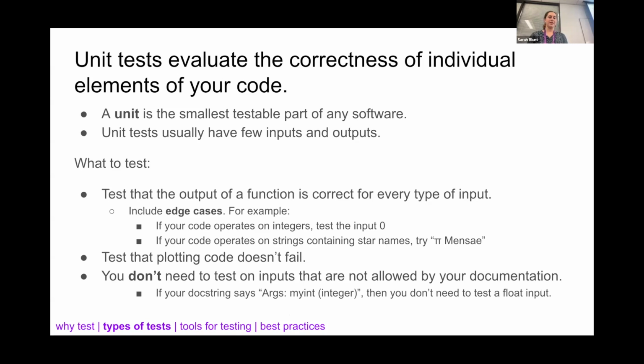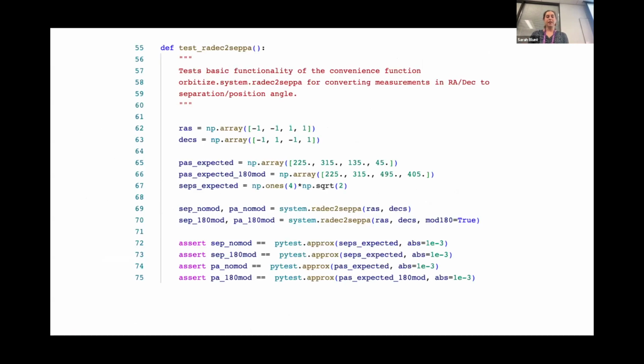Yeah, so here's an example. If your docstring says one of the arguments is an integer, you don't need to test a float input. You can assume that your documentation is going to communicate to the user what they should do. So here's an example of a real unit test in the Orbitize test suite. I'm going to walk you through what this test is doing.